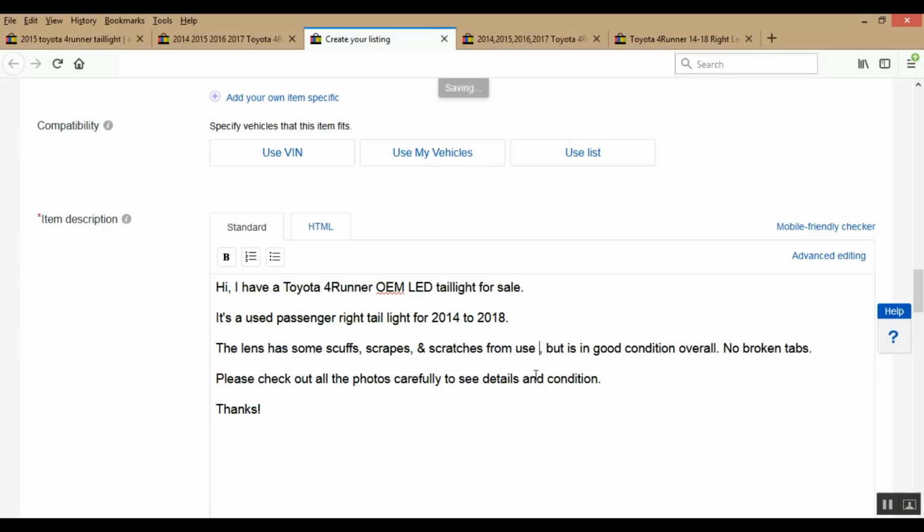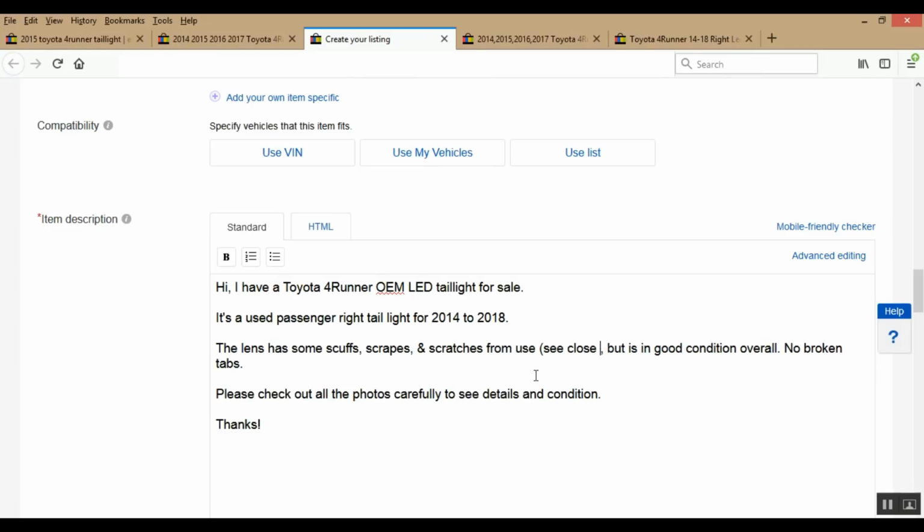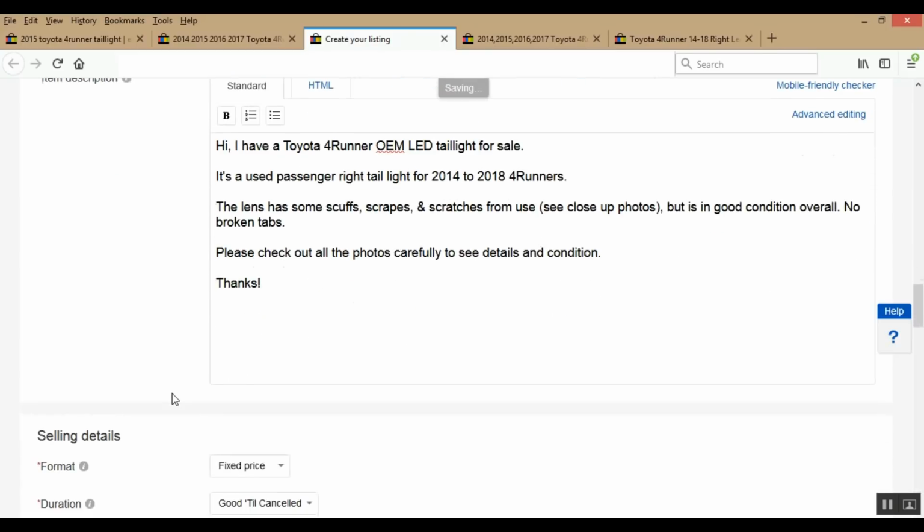And I'll actually do this. See close up photos. Okay, do I want to do any other changes? Hi, I have a Toyota 4Runner OEM LED taillight for sale. It's a used passenger right taillight for the 2014 to 2018 4Runners. Okay, all right, so we'll keep it simple like that.